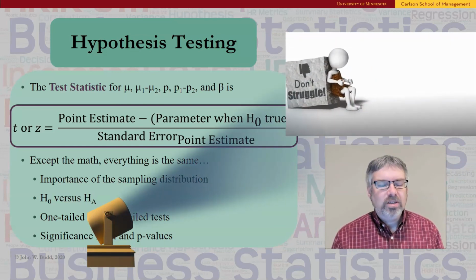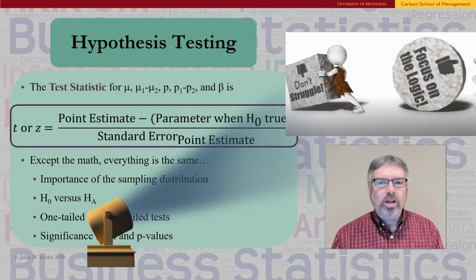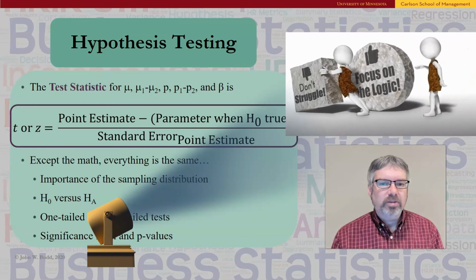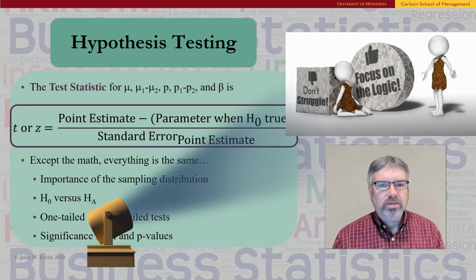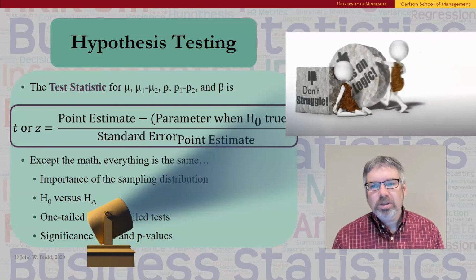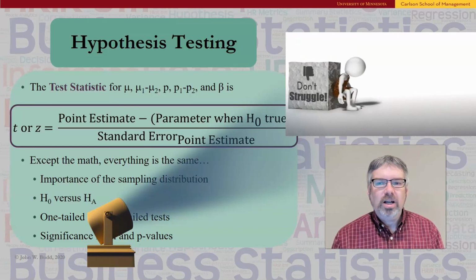So don't think of these as 5 different cases. Think of them as just one logic which just has 5 different applications. The math is different, the degrees of freedom might be different, how we calculate standard errors might be different, but the logic is all the same. So if you see the commonality in the logic, it will make this much more manageable.